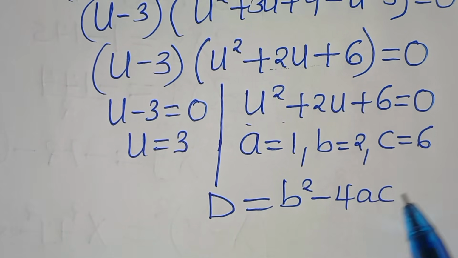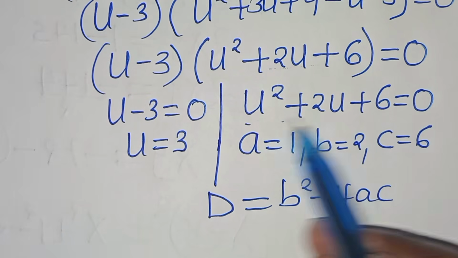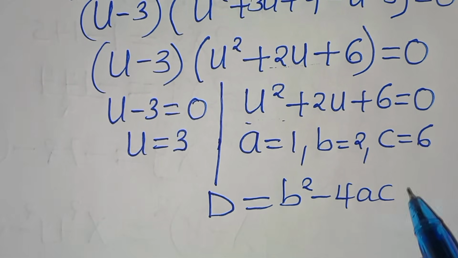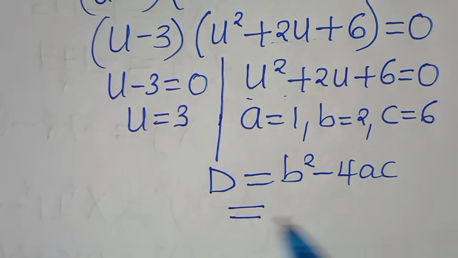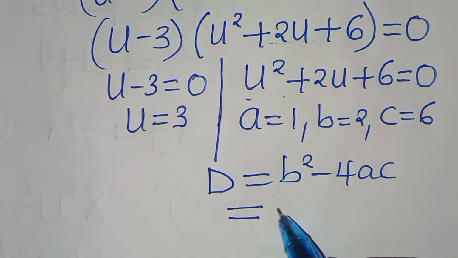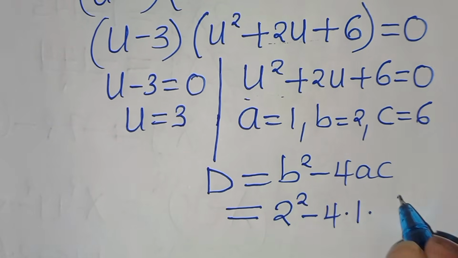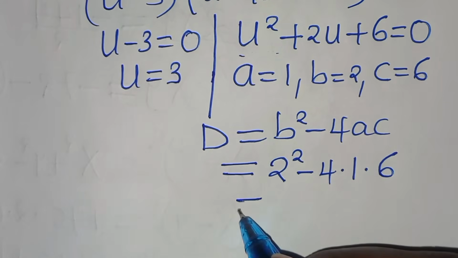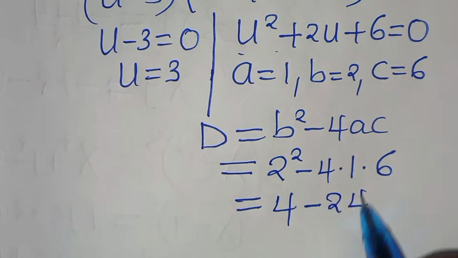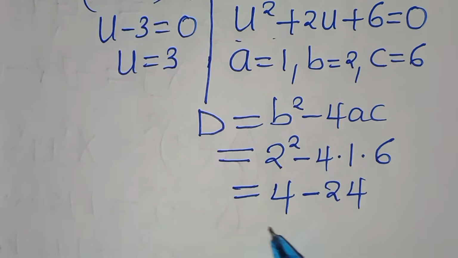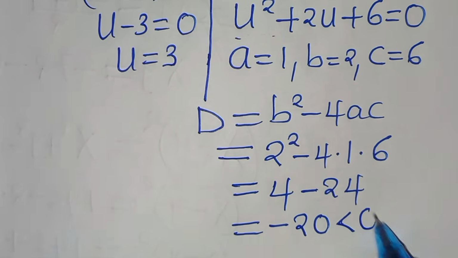If the discriminant value is less than 0, this means that we have complex roots from this quadratic equation. If the discriminant value is greater than 0, then we have real roots. Now let's substitute a, b, and c in this formula. So we have 2 to the power of 2 minus 4 times a, which is 1, times c, which is 6. So we have 2 squared, this is 4, subtract 4 times 6, which is 24. So 4 minus 24, this is equal to negative 20, which is less than 0.